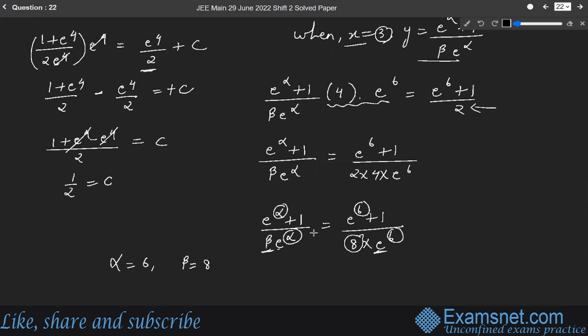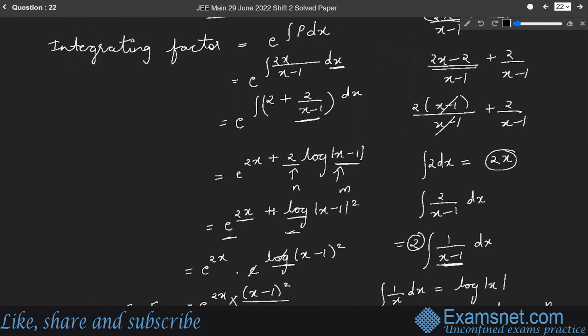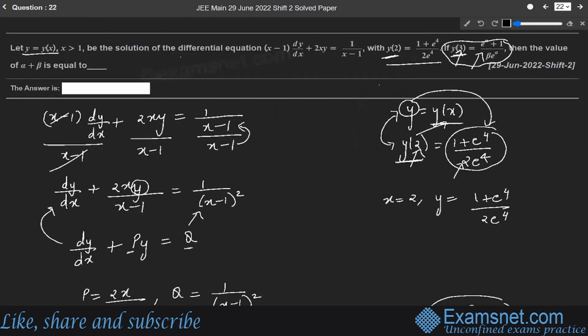Now what we have to find is alpha plus beta. So alpha plus beta will be 6 plus 8. 6 plus 8 is 14. So the value of alpha plus beta will be 14. So for this question, the correct answer is 14. I hope you are clear with this question.